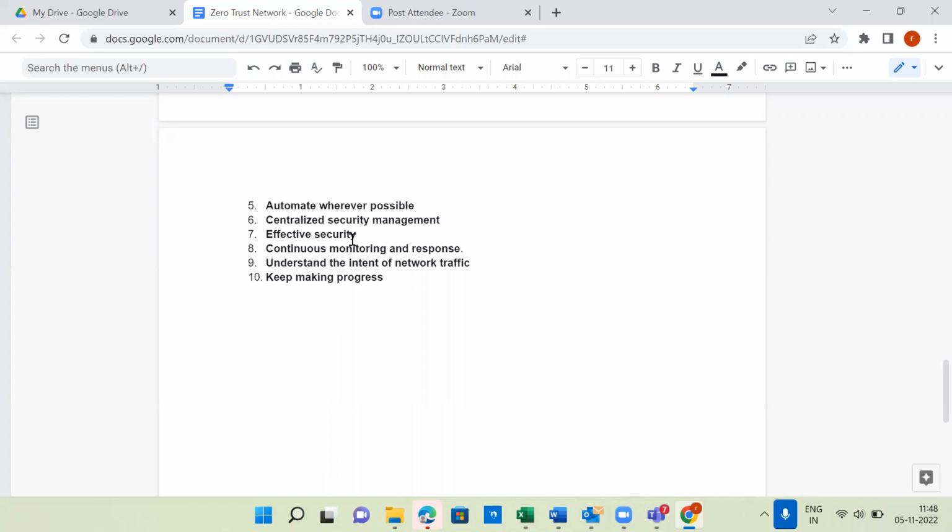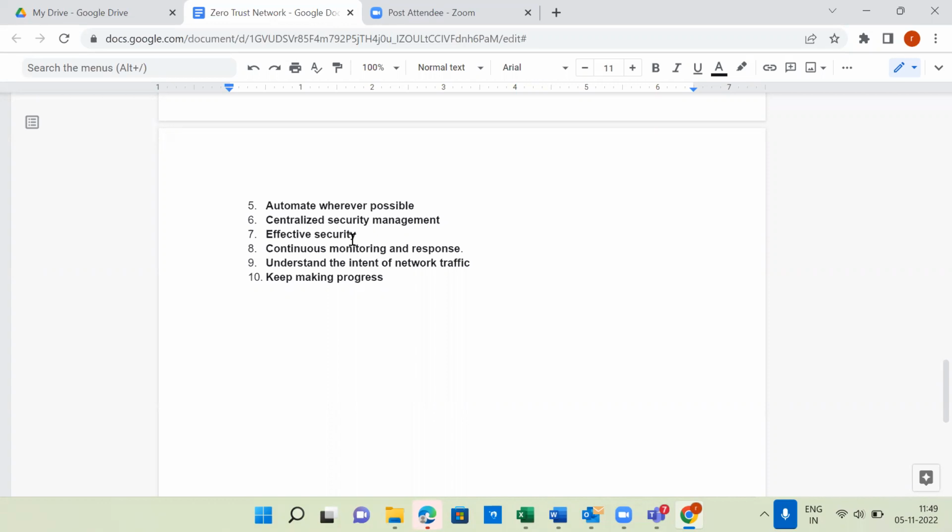Eighth one, continuous monitoring and response. It is obviously our cybersecurity SOC operations using a SIEM tool, or maybe even EDR, MDR, NDR, or XDR tools. So continuous monitoring as well as response we have to implement. Obviously, cybersecurity analysts monitor and take care of incident response as well. That is our job role. We already discussed this one.